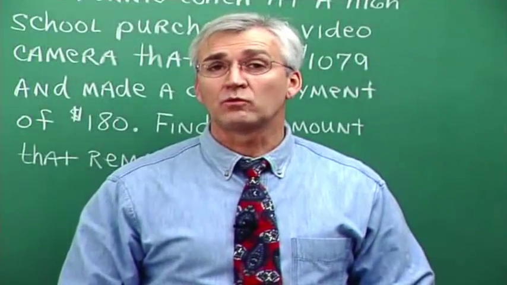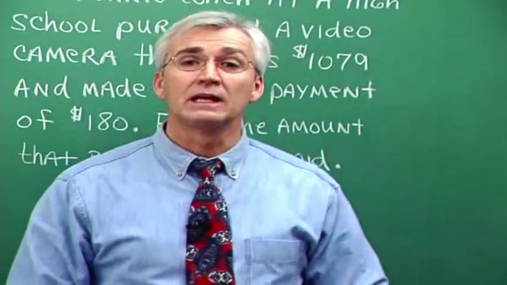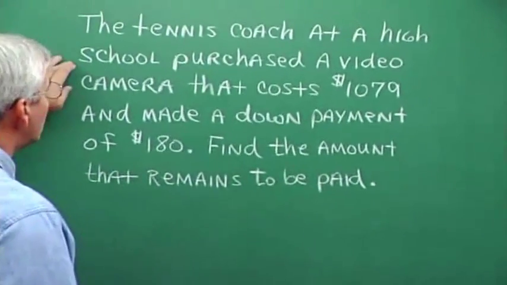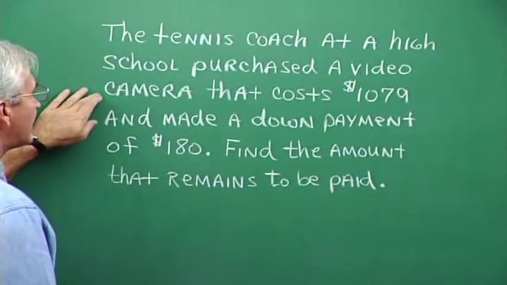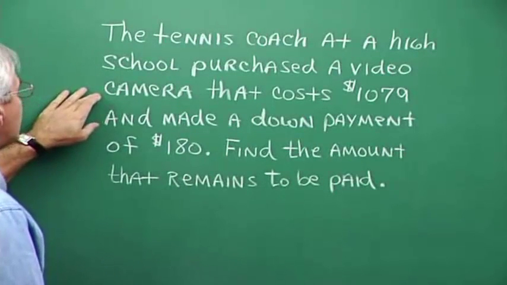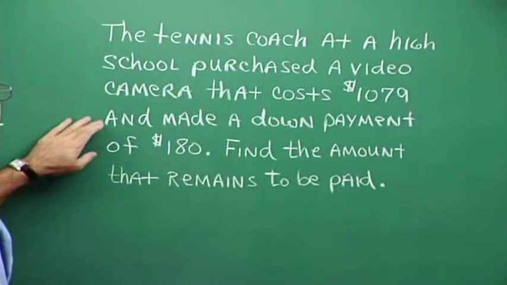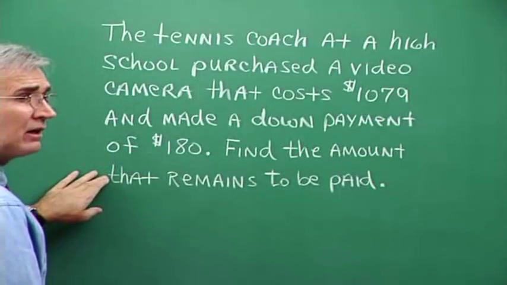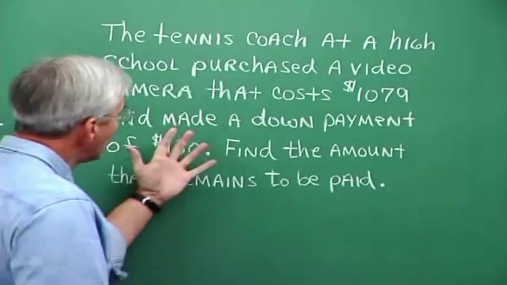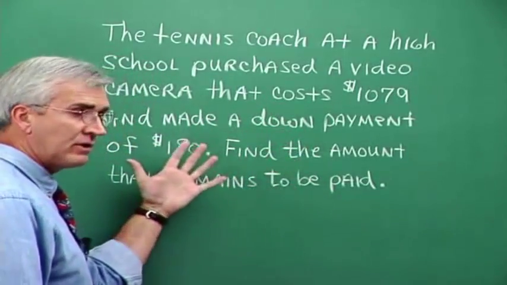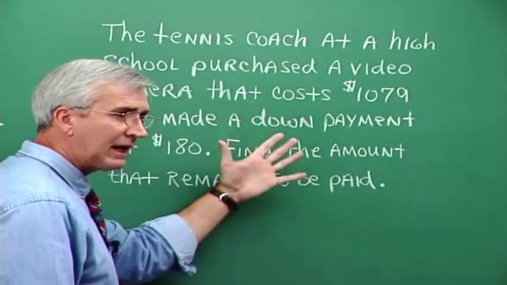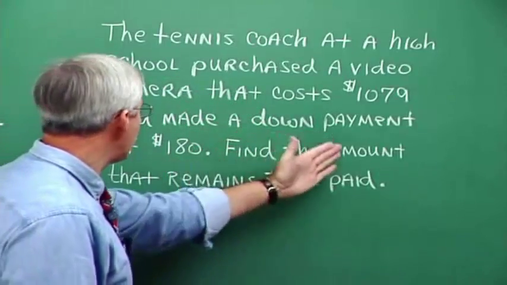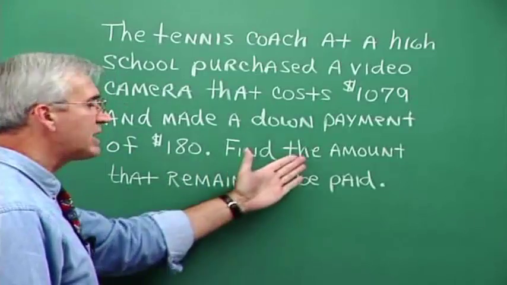Here's a word problem which is solved using subtraction. It says, the tennis coach at a high school purchased a video camera that cost $1,079 and made a down payment of $180. Find the amount that remains to be paid. Now, notice that there's no word or word phrase that would lead us just automatically to realize that we need to subtract. It just says find the amount that remains to be paid.